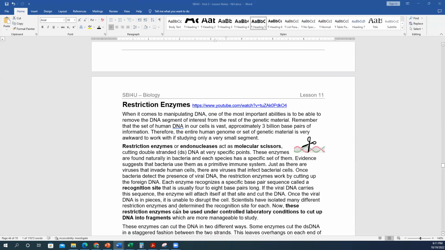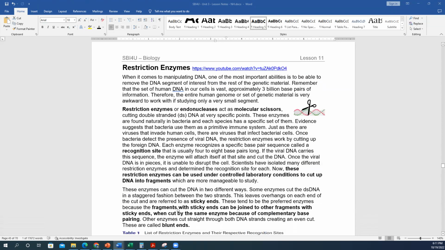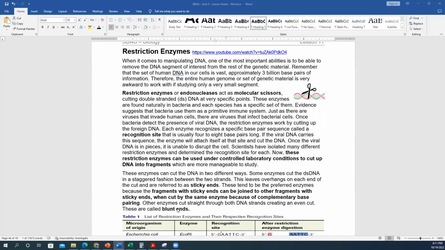Right, okay. So we're going to talk about one of the primary tools that are available to us. And when it comes time to manipulating DNA and changing it, one of the most basic and most important ways to be able to do that is to be able to take out a piece of DNA that we're interested in out of the rest of that greater genome, and to take that piece and to be able to manipulate that.